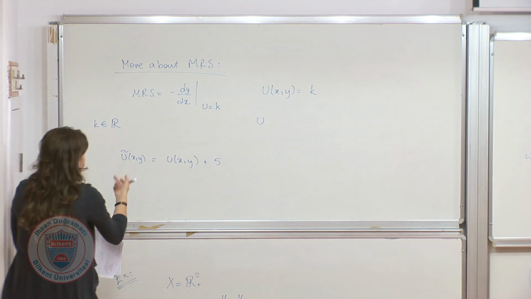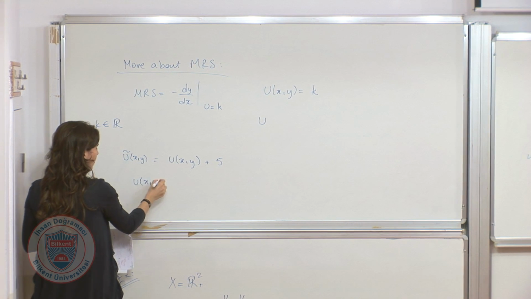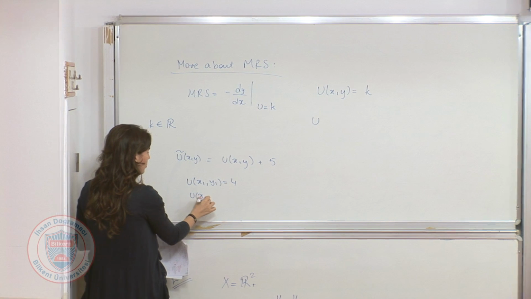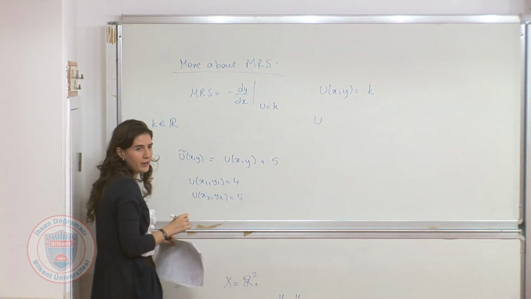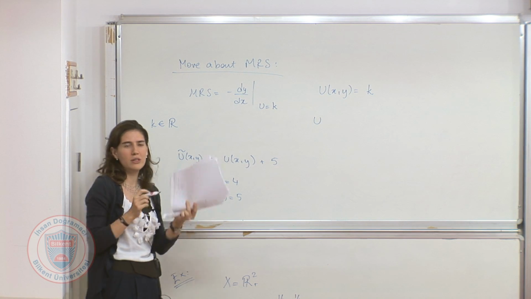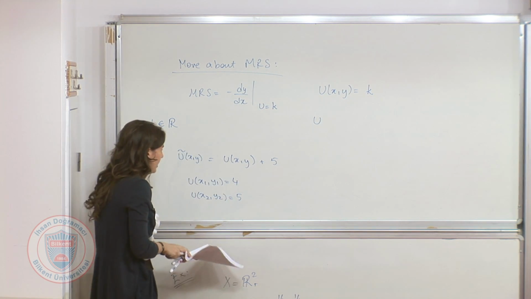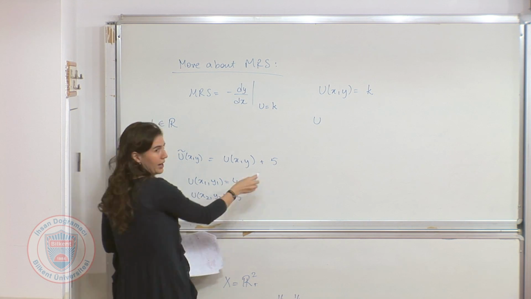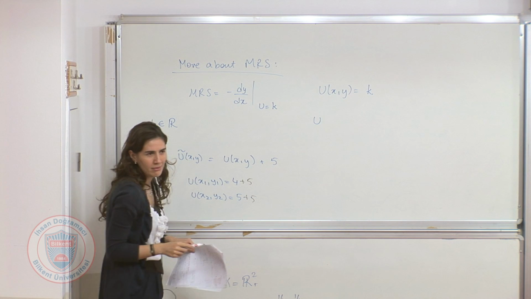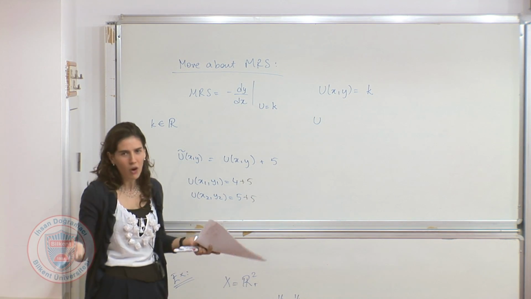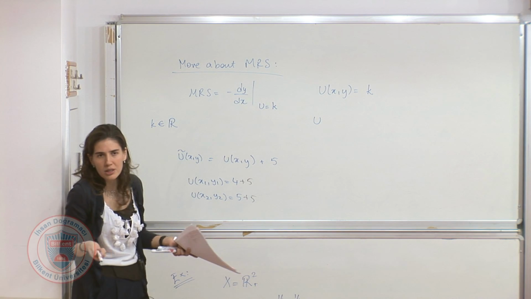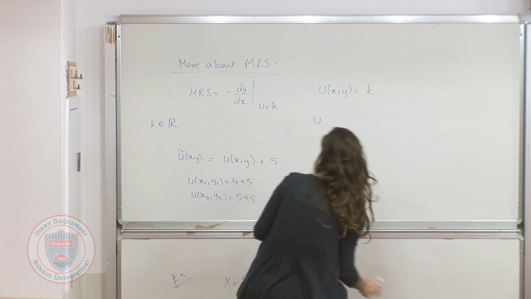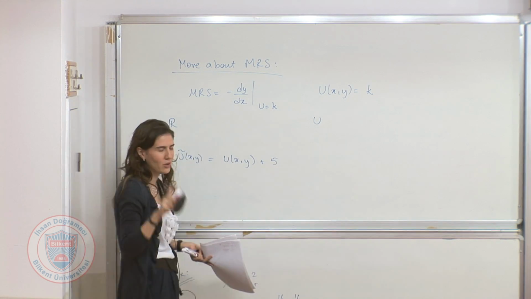Remember our example, u of x1, y1 was giving, let's say, 4, and u of x2, y2 was giving 5. Now in this new utility function, this one is giving 9 instead of 4, and this one is giving 10. Did it change the order? No, right? This one is still giving me more utility. So this is also a positive monotone transformation. Okay, fine. That I know.